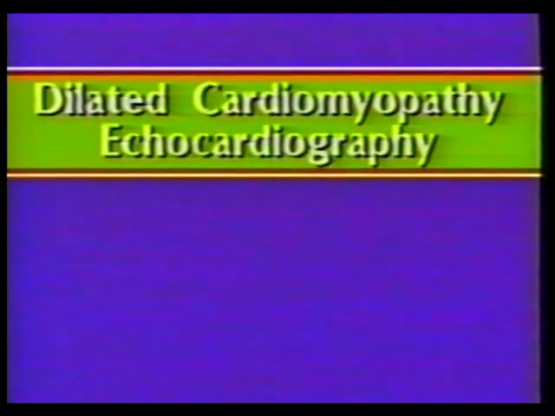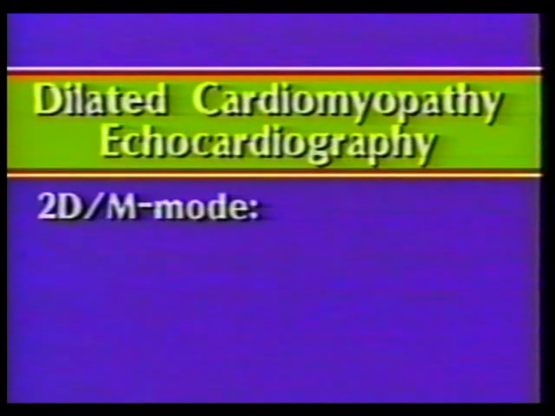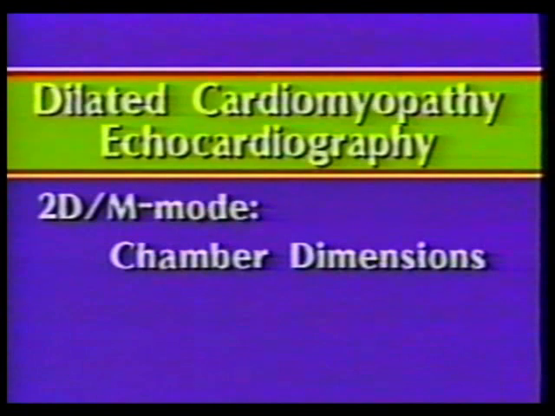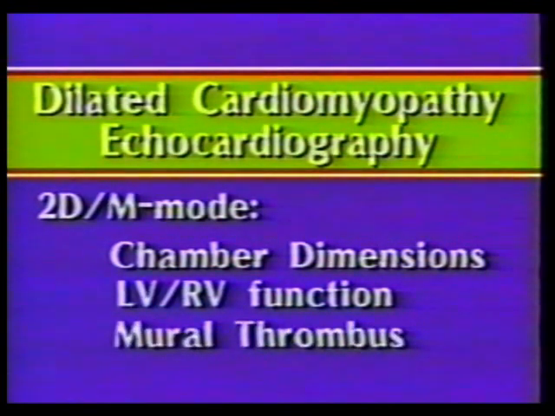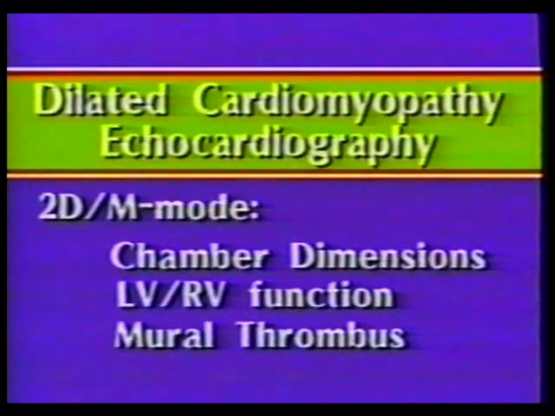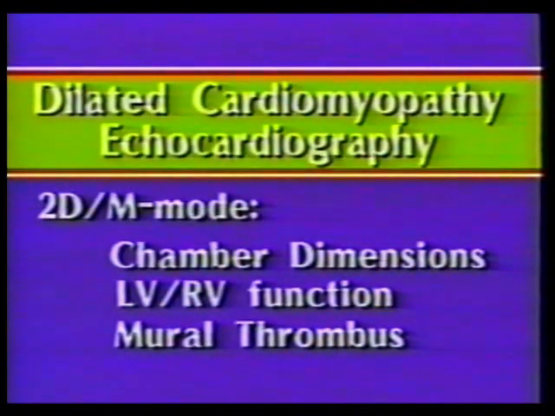In patients with dilated cardiomyopathy, 2D and M-mode echo allow precise measurement of chamber dimensions. Left ventricular function can be calculated, and a visual estimate of right ventricular function can be obtained. And 2D echo also allows detection of mural thrombi, which may occur in either the left or right ventricle.